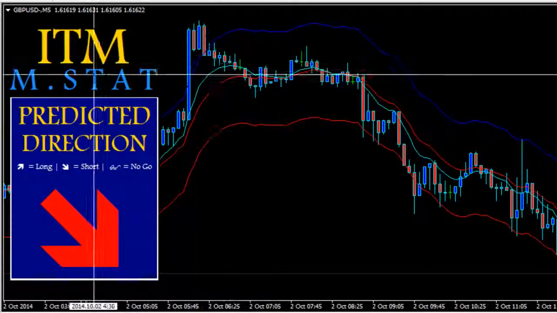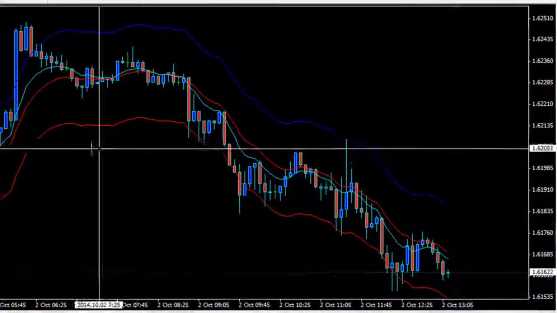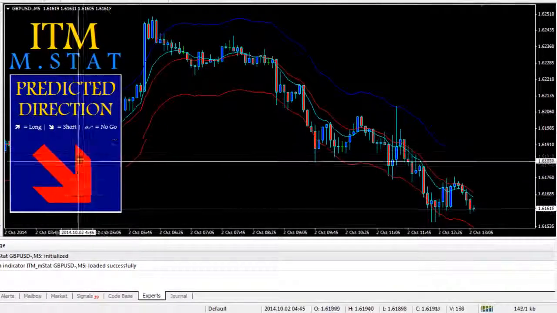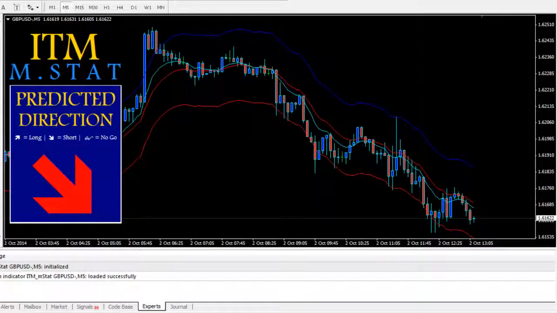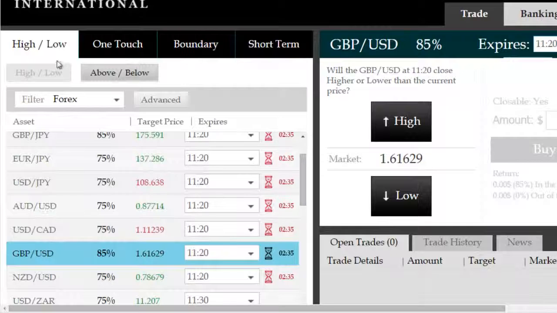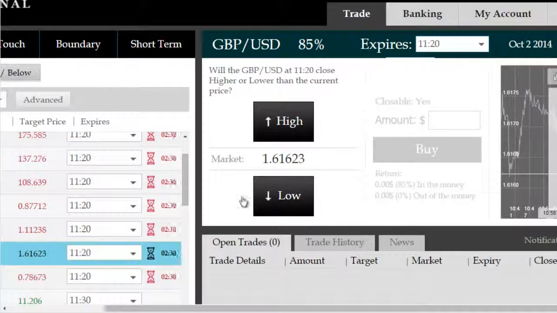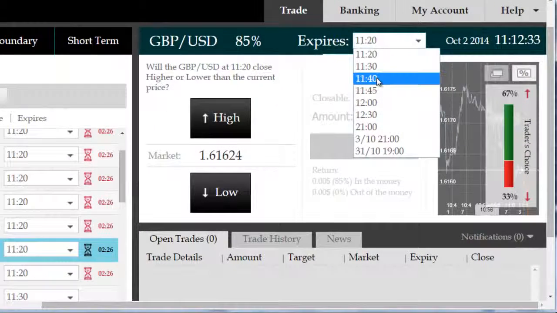Good morning. We're on the GBP USD 5-minute time frame here using ITM M.stat, another of the latest releases by ITM Financial. It is a very simple to use direction prediction indicator. Very simple, up, down, or no-go. You have long signals or short signals or no-go signals, which are essentially do not trade. Currently, we have a short side signal appearing. Now, the description of the signals we'll get to in a second here.